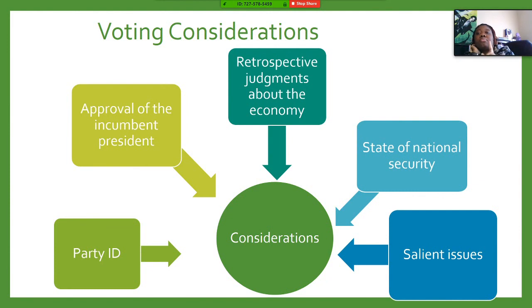Anyways, voting considerations. These are similar to the five factors that influence one's vote choice. Of course, party ID is the most important. And then we also have approval of the incumbent president, retrospective judgments about the economy, the state of national security, and then finally salient issues. What issues are of importance for this upcoming election?